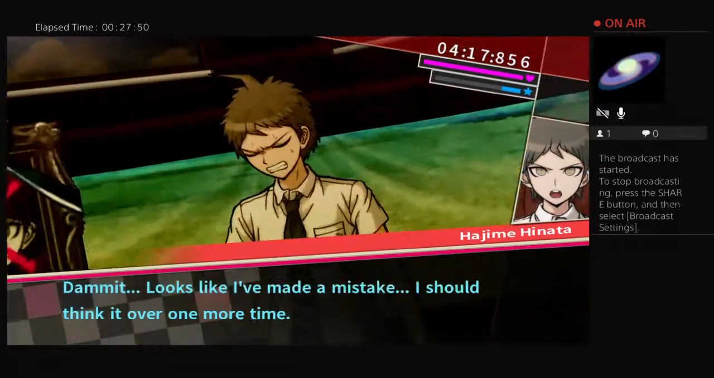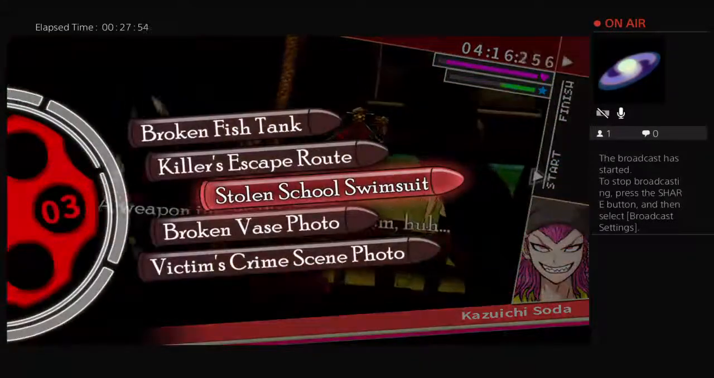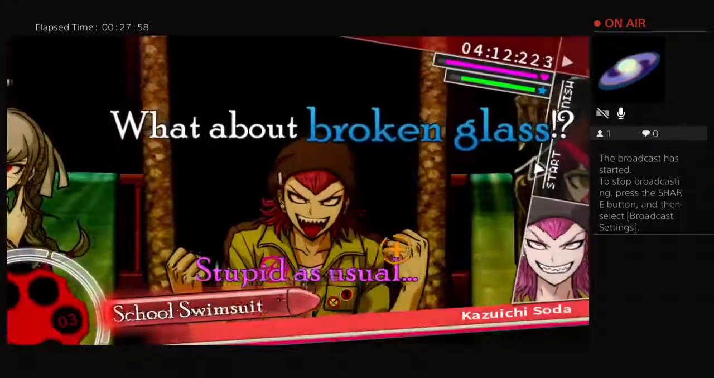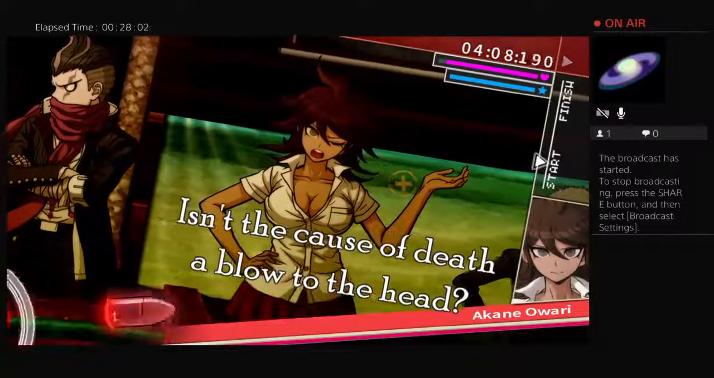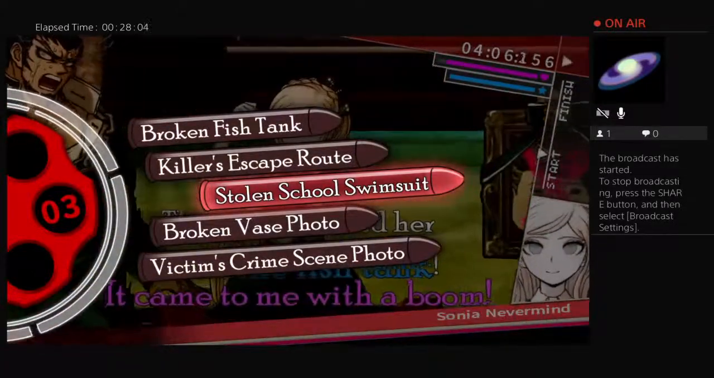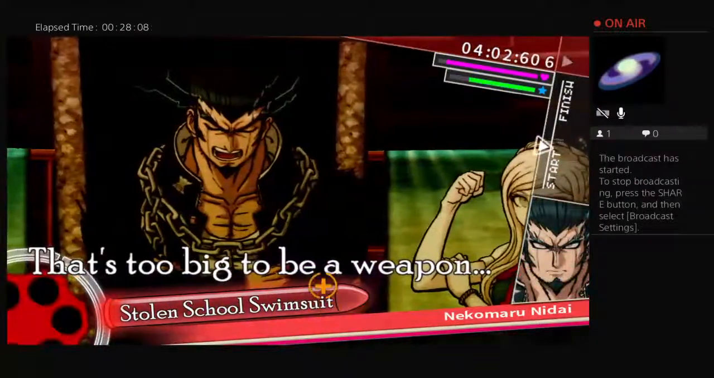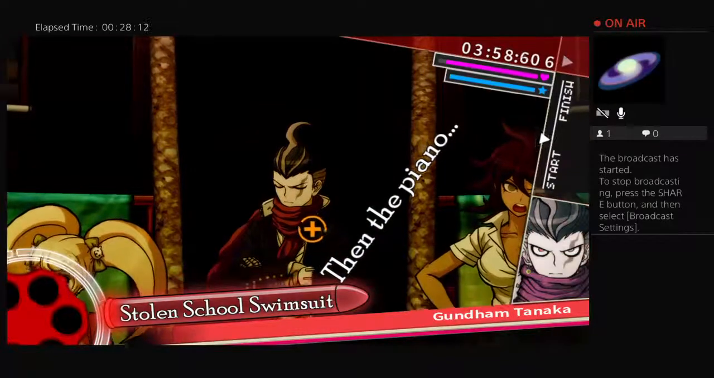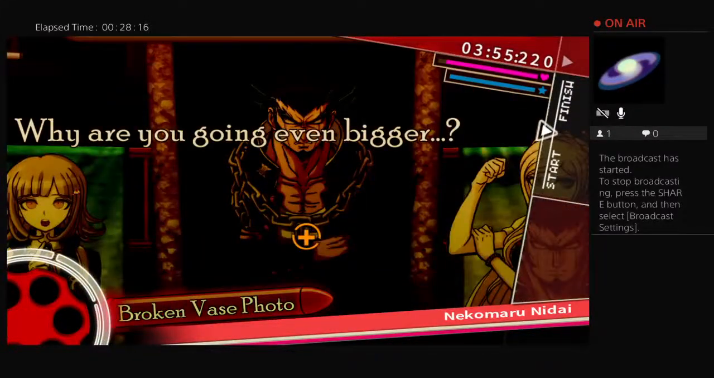Damn it! A weapon inside the music room, huh? What about broken glass? Isn't the cause of death a blow to the head? Think you attacked her with the fish tank. That's too big to be a weapon. Then the piano. Why are you going even bigger?